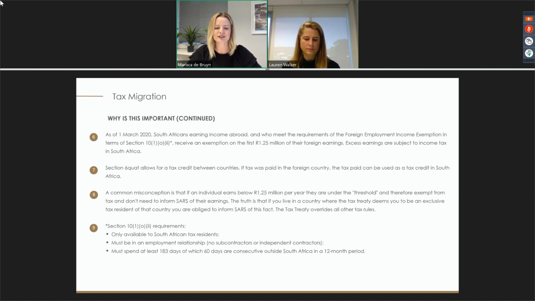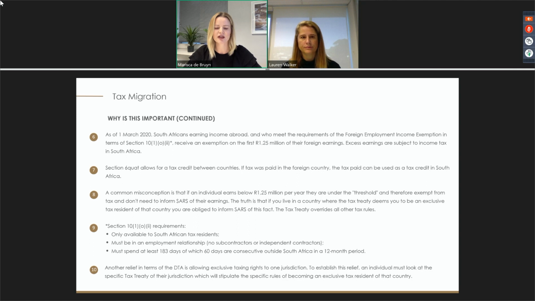And mainly the reason is, Lauren, that non-residents don't pay tax in South Africa on their foreign earnings. So there's really no need to apply this exemption. And then also another requirement is that you need to be in an employment contract, so no subcontractors, no independent contractors, and also you need to spend at least 183 days, of which 60 need to be consecutive, outside of South Africa. So I just want to summarize that a bit to explain when it will be used.